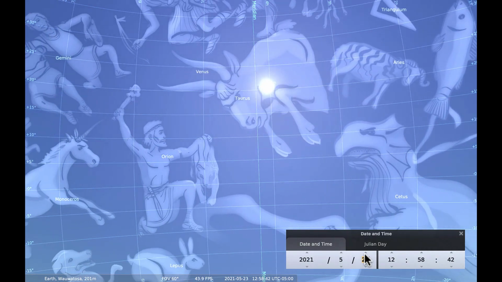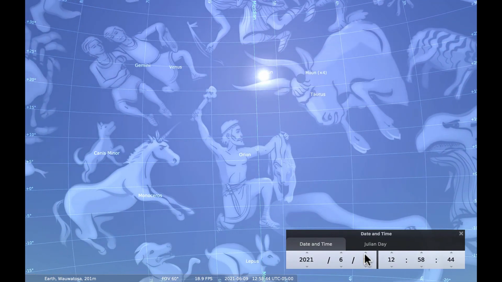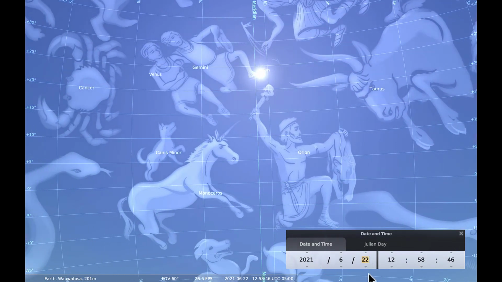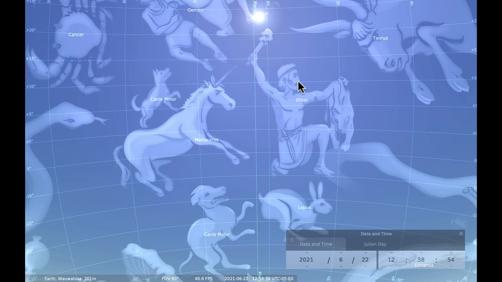And now it's in Taurus. And now we're going into June. Notice it's slowing down and it reaches its highest altitude right around June 21st or June 22nd. That's when it has the highest angle above the horizon at local noon. That day is a special day.